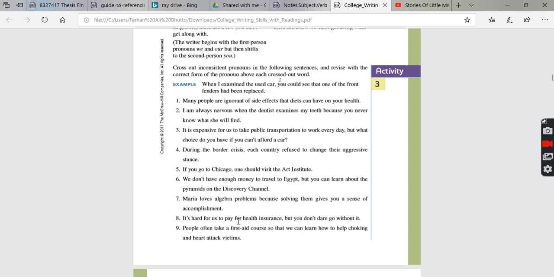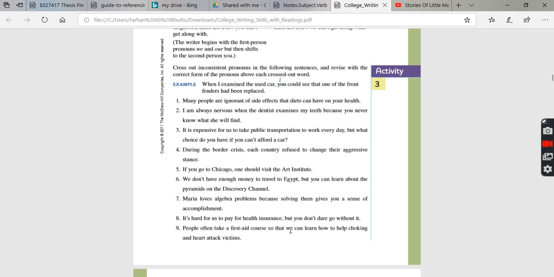8. It's hard for us to pay for health insurance, but you don't dare go without it. So the correct sentence would be, it's hard for us to pay for health insurance, but we don't dare go without it. Us, we. 9. People often take a first aid course so that we can learn how to help choking and heart attack victims.